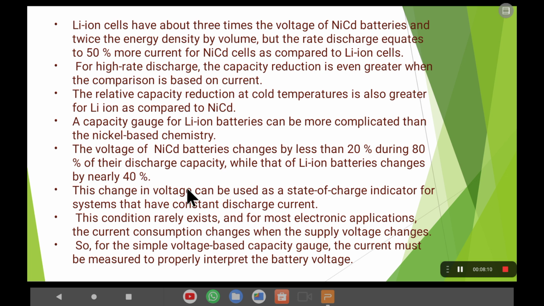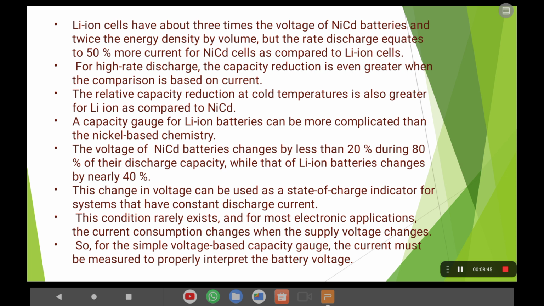This change in the voltage can be used as a state of charge indicator for systems that have a constant discharging rate. This condition rarely exists. For most electronic applications, the current consumption changes and the supply voltage also changes. So for a simple voltage based capacity gauge, the current must be measured to properly interpret the battery voltage. So that is also some of the differences between nickel cadmium as well as nickel metal hydride and lithium battery technology.